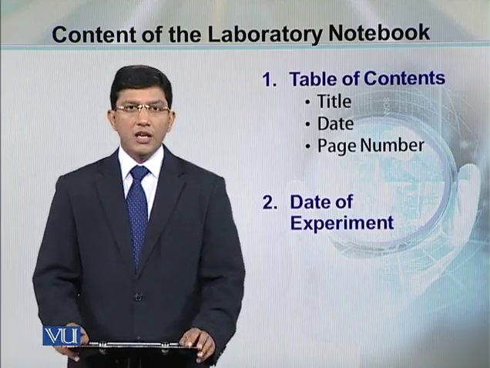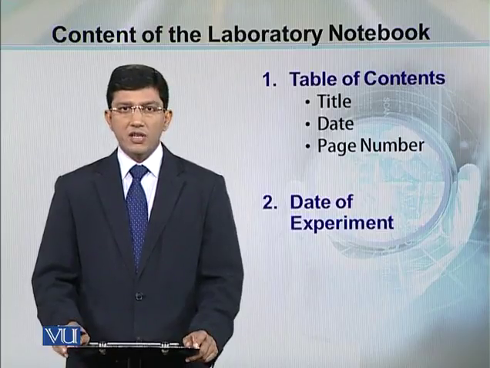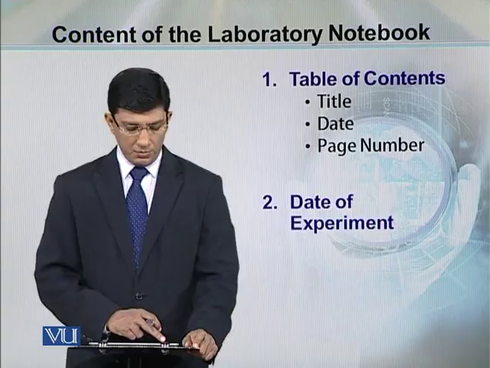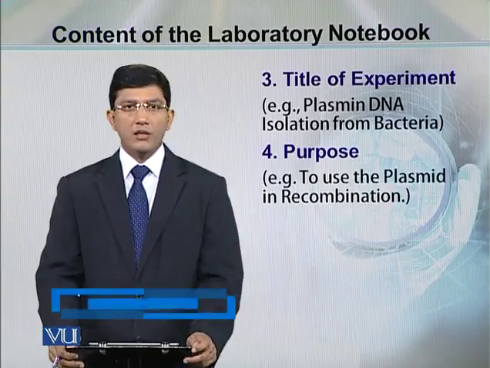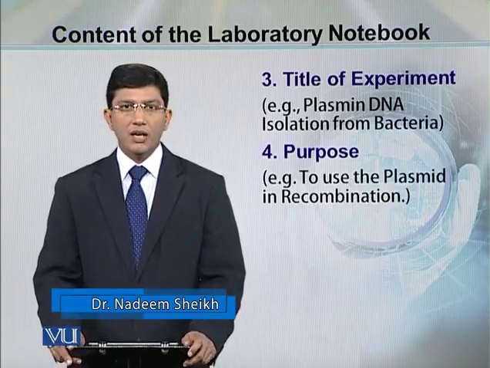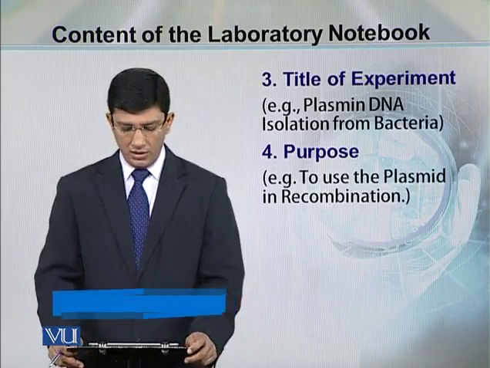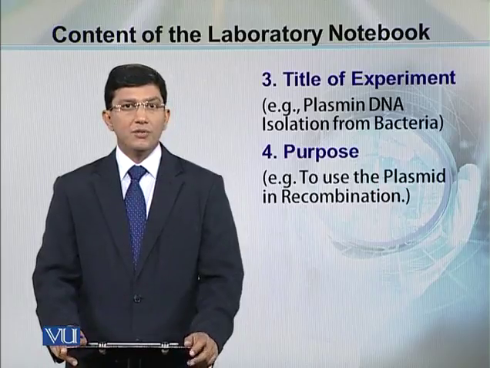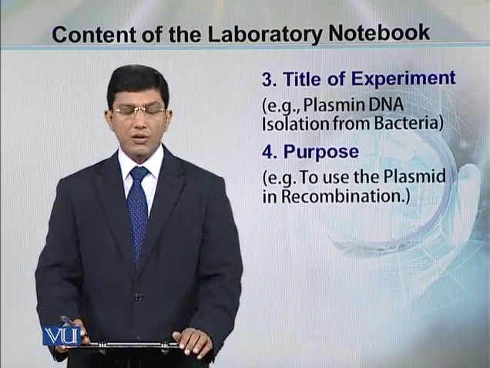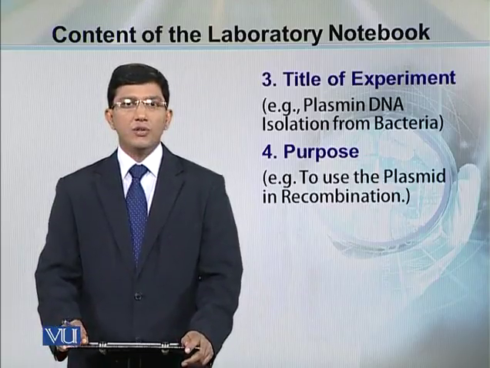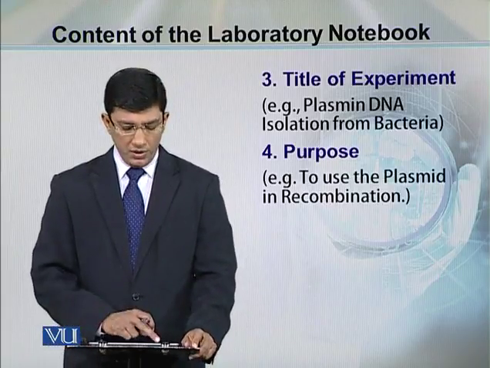The second most important thing in the laboratory notebook is the date of the experiment. Always start from the date when you did that particular experiment. Then the title of the experiment: you need to write what the title of the experiment is. For example, isolation of DNA, isolation of plasmid DNA, isolation of RNA, and what is the purpose of this isolation. For example, you want to use this plasmid DNA for recombination, for gel electrophoresis, for PCR. All these things should be recorded in your notebook.